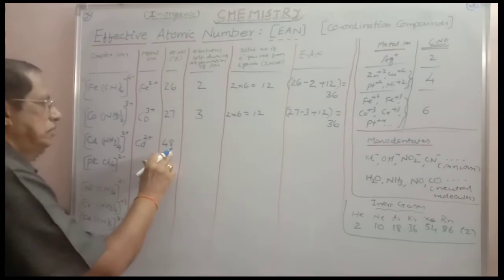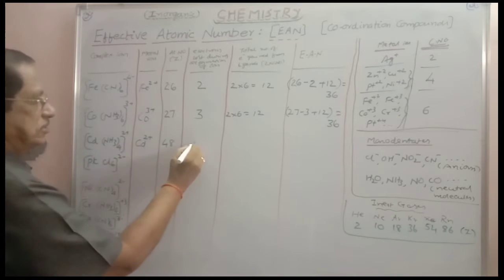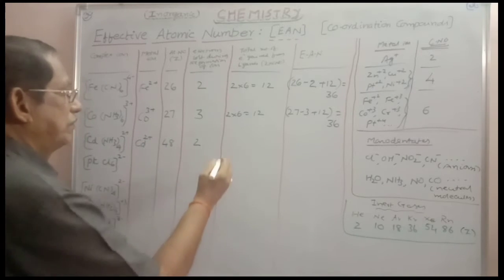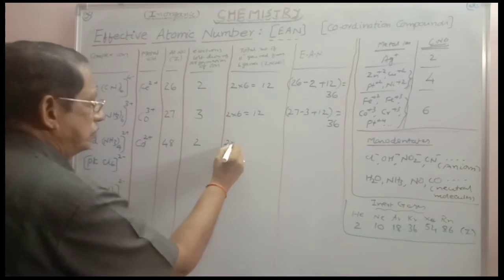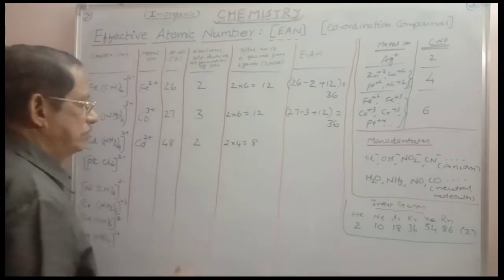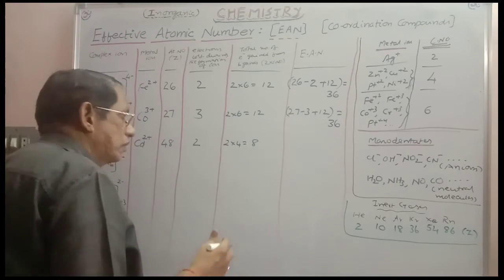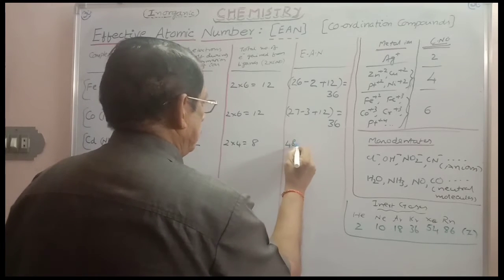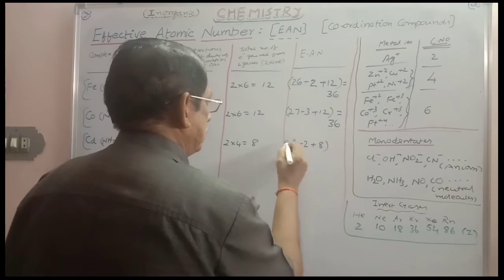Cadmium 48. And so how many electrons are lost here? Plus 2 is obtained by the loss of 2 electrons. And what is the effective atomic number? And what is the coordination number here? 2 into 4, that is equal to 8. Calculate the effective atomic number here. 48 minus 2 plus 8.